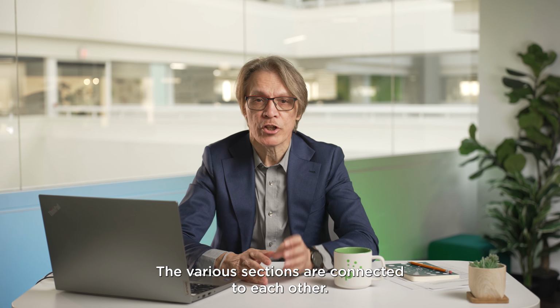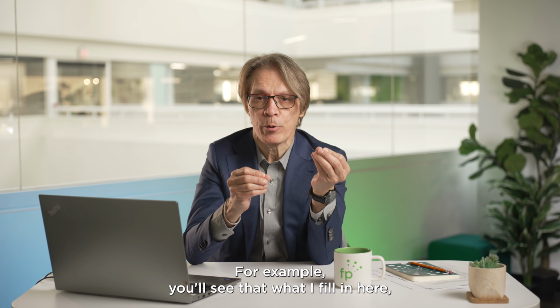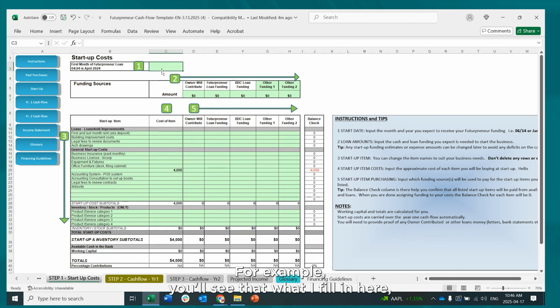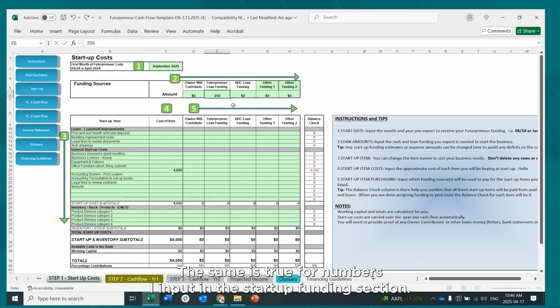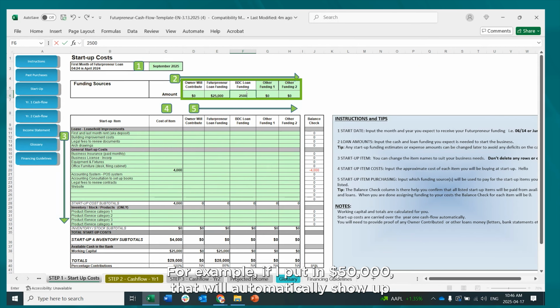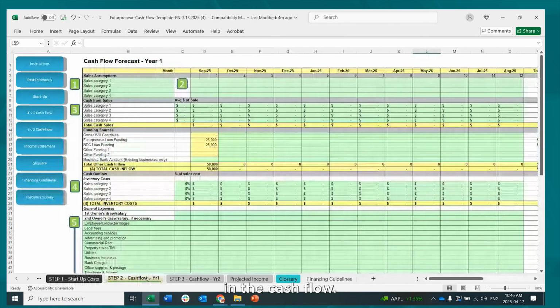The various sections are connected to each other. For example, you'll see that what I fill in here, if I put in step 1, September 25, that will automatically carry over in the cash flow, as you see here. The same is true for numbers I input in the startup funding section. For example, if I put in $50,000, that will automatically show up in the cash flow.